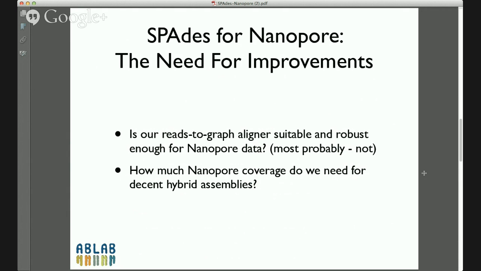He suggested there's a need for a few improvements. Perhaps the read to graph aligners could be improved for nanopore data, and it's unclear how much nanopore coverage we need if we want to do hybrid assemblies where the nanopore data is used for contigging.